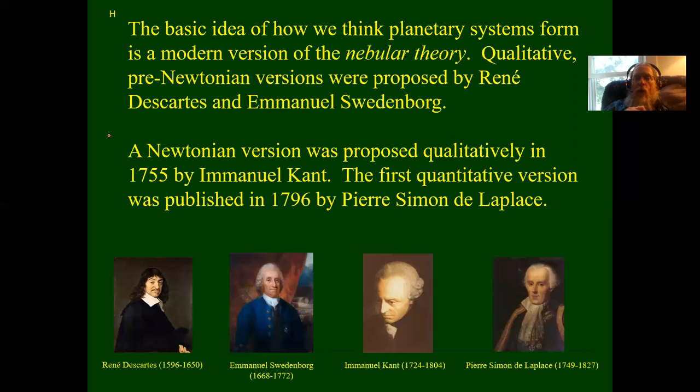All right, but maybe a little bit more of the history of this, and it's a much more complicated history than we have time to get into very much. But the basic idea of how we think planetary systems form today is a modern version of the nebular theory, or nebula hypothesis might be better, because it would only be some specific version of it that would have the detail of a theory. And anyway, the basic idea goes back quite a while. In fact, it goes back before the time of Newton.